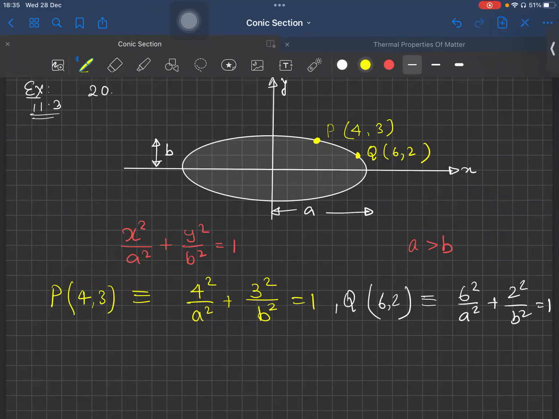Do it fast. See, you are given 2 equations, equation 1 and equation 2. And you have 2 variables, A and B. Find the values. How much are you getting for A, or A square? Please do it fast.